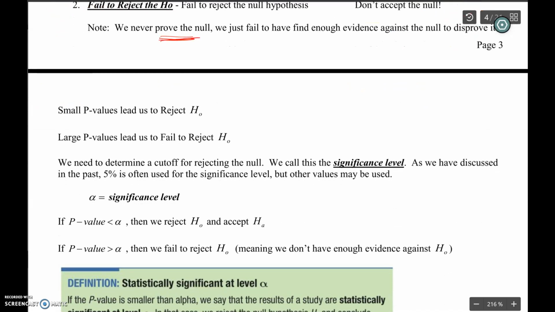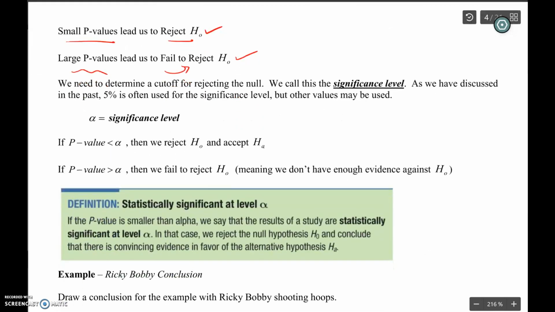So small p-values lead us to reject the null, and large p-values lead us to fail to reject the null. So small leads to a rejection, large fails to reject. So we need to determine a cutoff for rejecting the null. We call this the significance level.